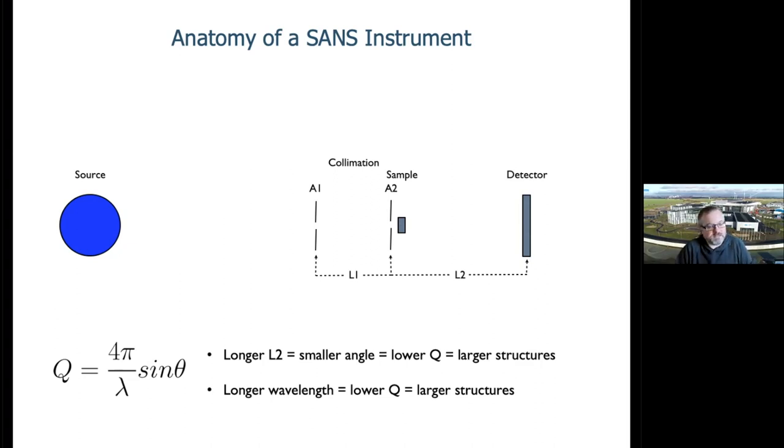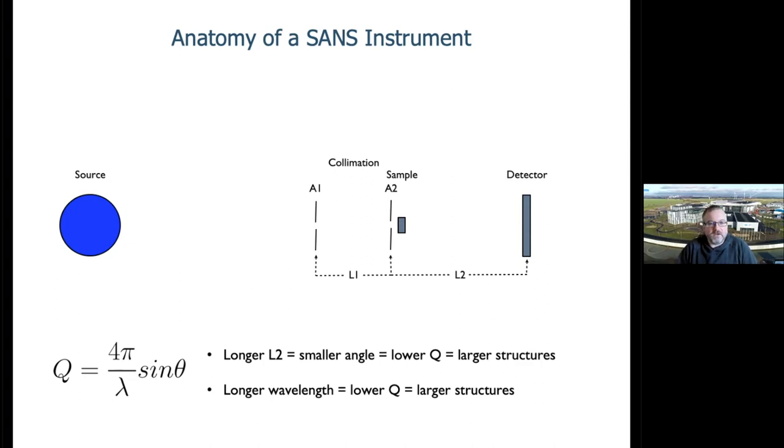From the previous things, you noted that the wave vector Q is given by 4 pi on lambda times the sine of the scattering angle, or half the scattering angle, depending on how you choose to define it. And what this means is, if we remember that lower Q means larger structures, there are two different ways we can achieve measuring larger and larger structures.